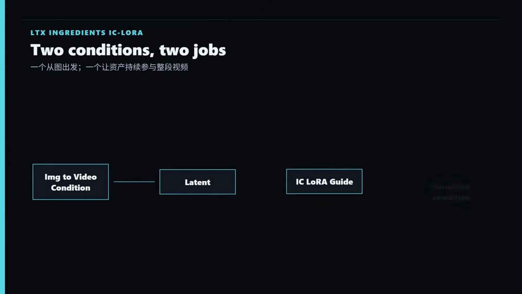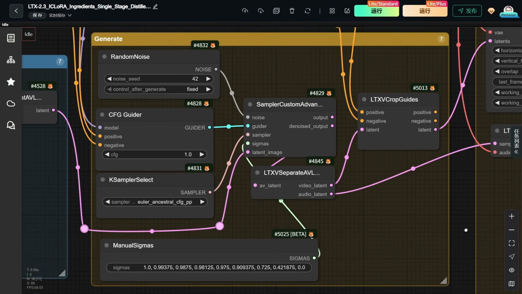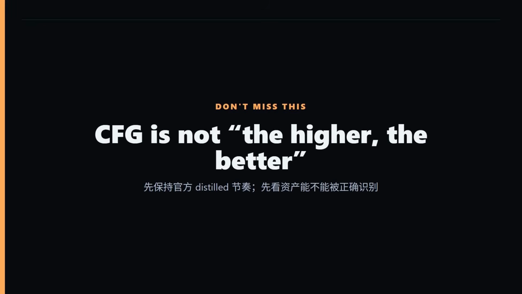You can think of the whole process in two simple steps. First, tell the model to start from this image. Second, tell the model that the assets inside the video should refer to these images. The sampling section itself is fairly straightforward and is very similar to the official workflow. Just remember that we're using an acceleration LoRA. So CFG is set to 1. We're also using a single stage sampling workflow with no upscale stage. That gives us the final result.